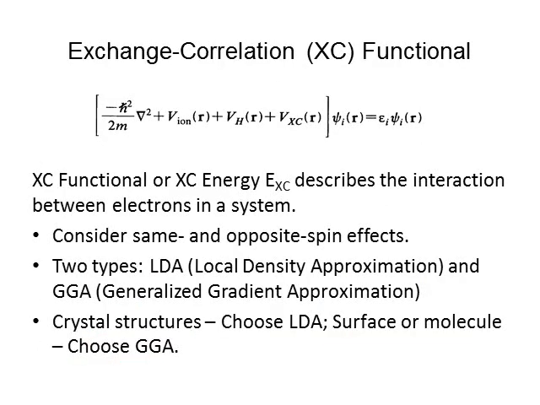Exchange correlation functional. This is the Schrödinger equation with the expanded Hamiltonian. And this term represents exchange correlation functionals for the interaction between electrons in a material. And this term also considers same and opposite spin effects. There are 2 approximations to determine this exchange correlation functional, including LDA, local density approximation, and GGA, generalized gradient approximation.